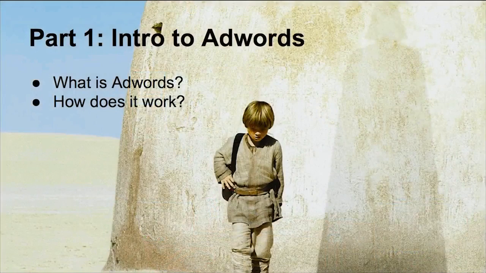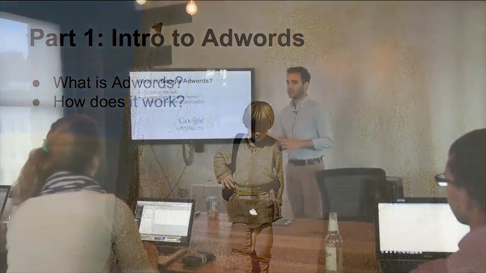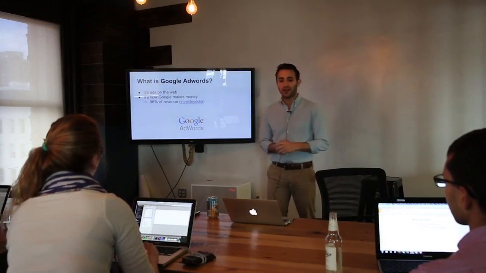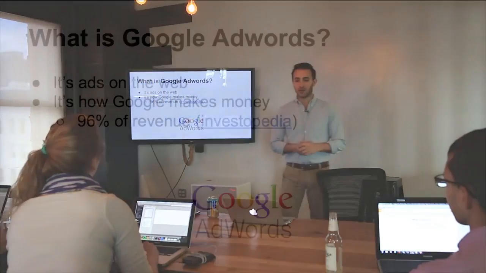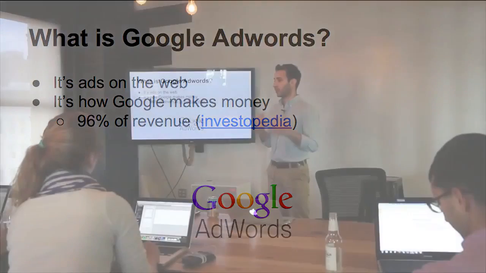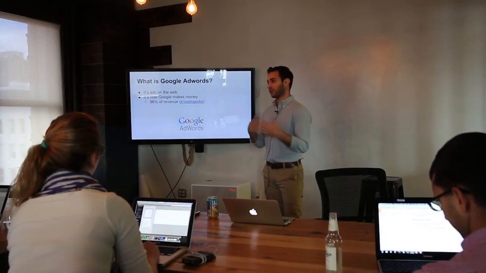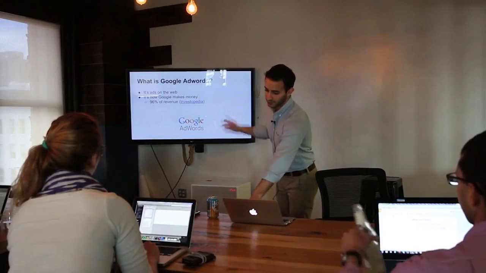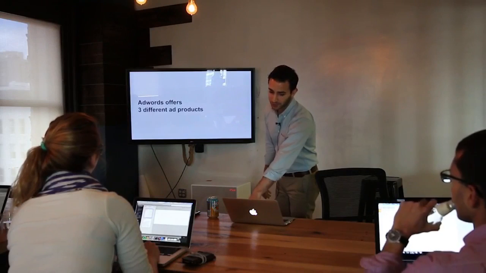So what is it and how does it work? Basically, Google AdWords is ads on the web. That's the gist of it. It's how Google makes money. It's how 96% of the revenue is generated, according to Investopedia. So Google AdWords is a Google product, like Gmail is a Google product, Google Docs is a Google product, Google Maps is a Google product. Just that this is the big revenue maker, or money maker.